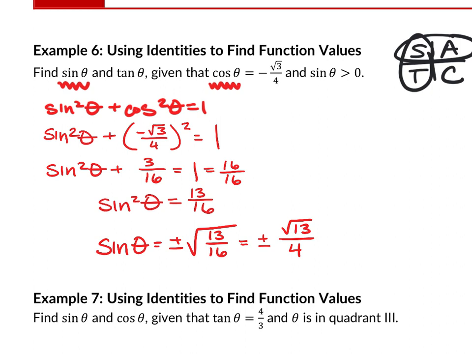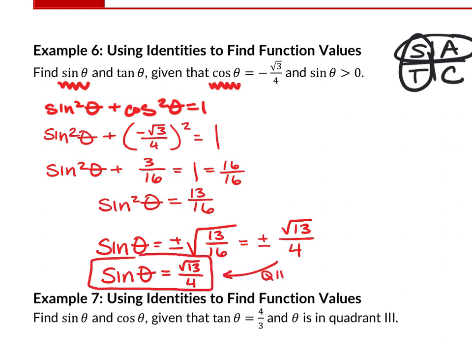Which one? What quadrant are we in? In the second quadrant, should sine be positive or negative? Positive. So we can get rid of the negative sign because we know it's in quadrant 2, and verify that this is square root 13 over 4. There, our little explanation: in quadrant 2, sine is positive. Phew! I found one of the two things it wanted.